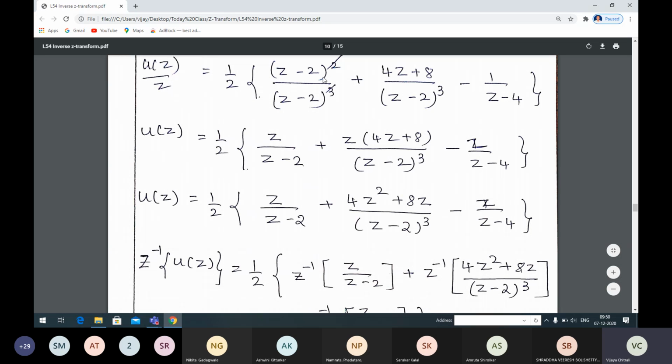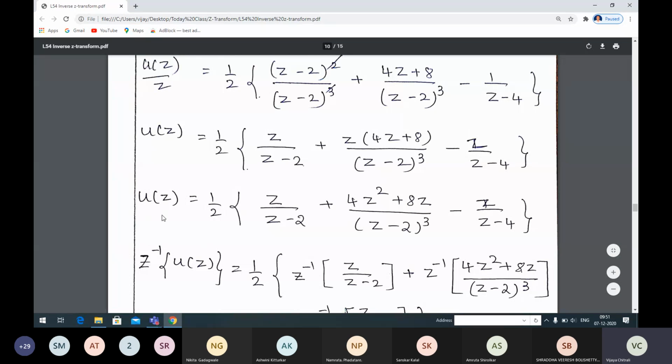Right? So 1 by 2. So here 2 and here 3. So 2 cancels with this 3. Left with what here? 1 upon (z − 2). And take this z to this side. Z to this side, so the denominator comes this side, multiplication. 1 by 2 is as it is, z divided by (z − 2), and multiply z to this term also, z into (4z + 8) divided by (z − 2)^3 minus z divided by (z − 4), right? Multiplying this z to this, we will get this term.